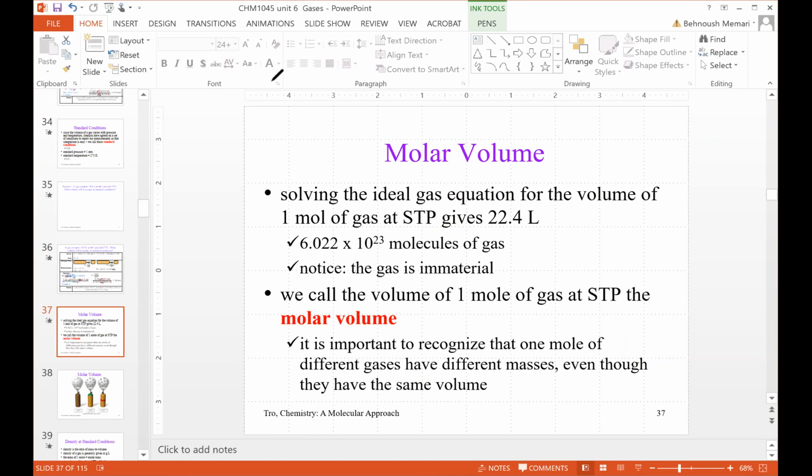No questions. Okay. About the molar volume we talked about at the beginning of this presentation: at standard temperature and pressure, 1 mole equals 22.4 liters. 1 mole of any gas at STP. And STP is 1 atm pressure and the temperature is 273 Kelvin.